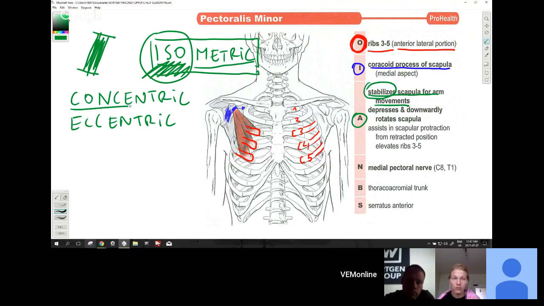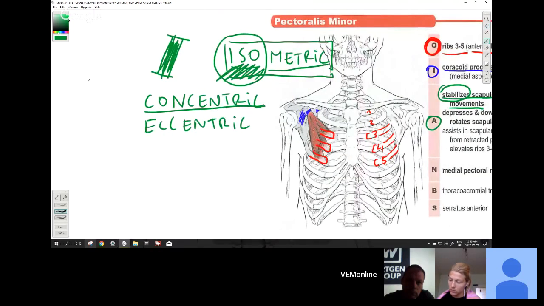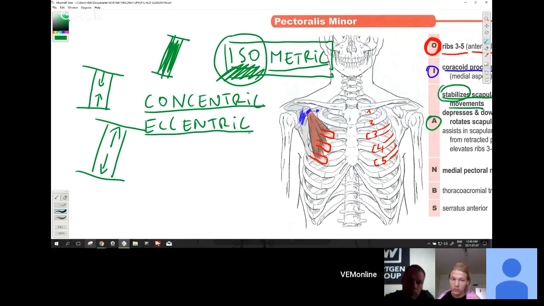So concentric, that's muscle belly shortening. Concentric contraction, meaning muscle belly is shortening. Eccentric contraction, muscle belly is elongating. Right there. So concentric, eccentric, and isometric.